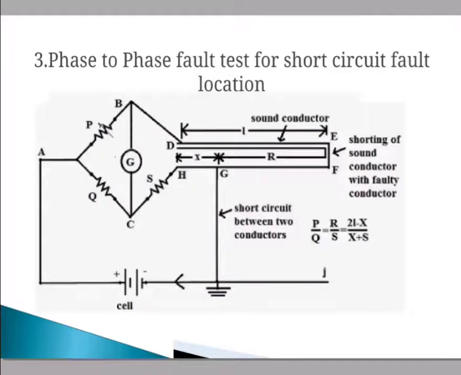The next test is the phase-to-phase fault test for short circuit fault location of the underground cable, and this test will be conducted with the help of a Megger. Check with the Megger each conductor for insulation resistance between two conductors and also conductor to earth.